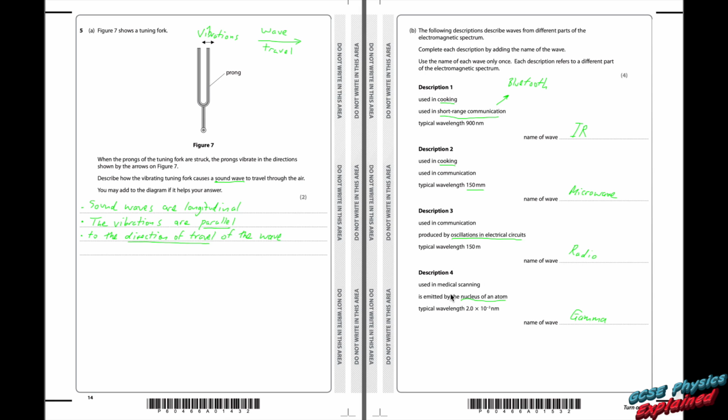The 4th wave is used in medical scanning, right? It could be gamma or X-rays. It's emitted by the nucleus of the atom. As soon as you see that statement, you know it's gamma. X-rays are formed from very high voltages.